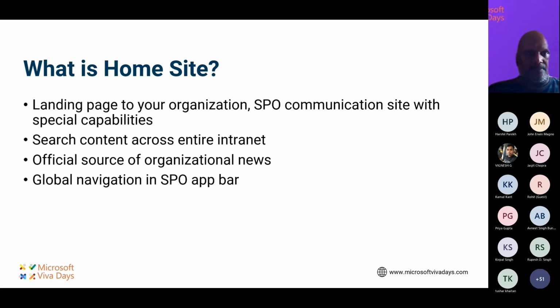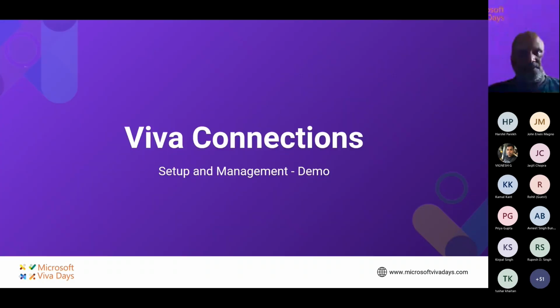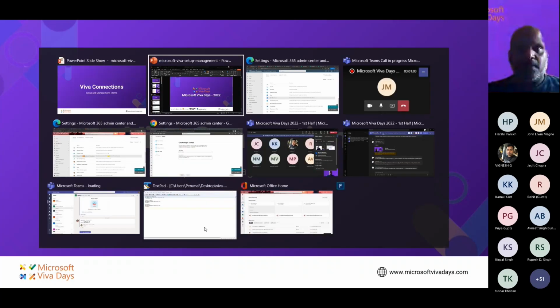And you can make the news originated from the home site an official source of news. And then you will get the additional advantage of global navigation in the SharePoint app bar. I will be showing everything in the demo. So let me jump on to the demo.